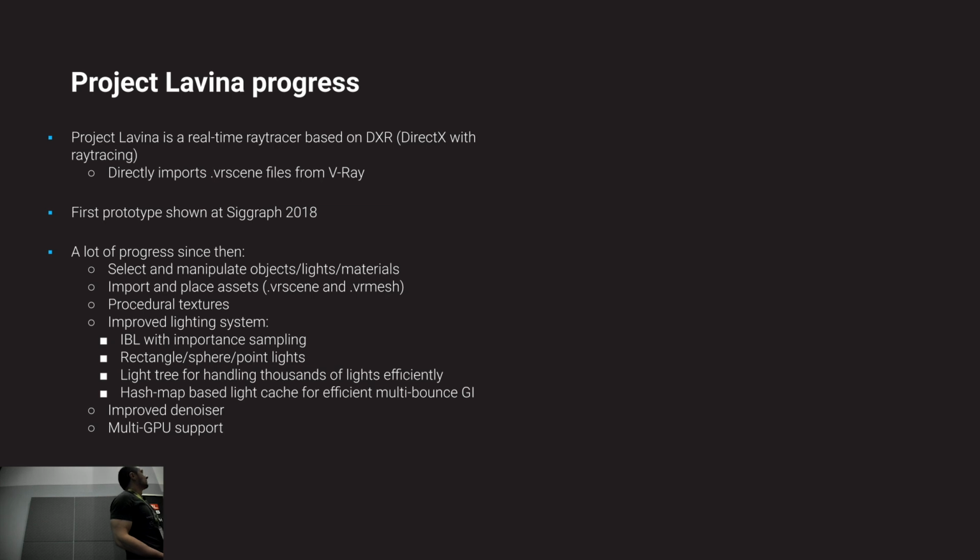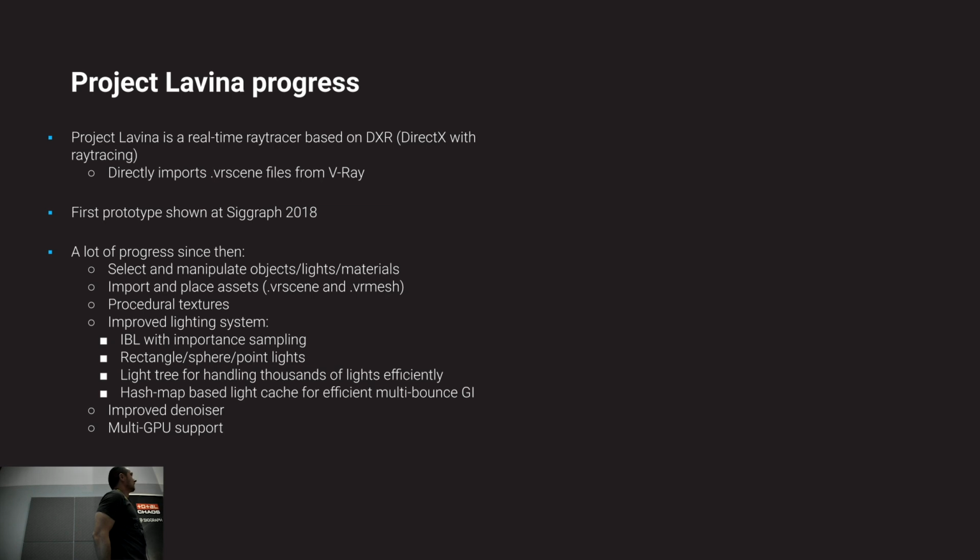Now we also can do simple manipulations of the scene in Lavina. You can select and move objects and lights. You can import other objects like VRayScene files or VRayMesh files. We support procedural textures, so not only bitmaps, but also simple noises, color corrections. The lighting system is improved. We have importance sampling for the environment to get image-based lighting, different types of lights.